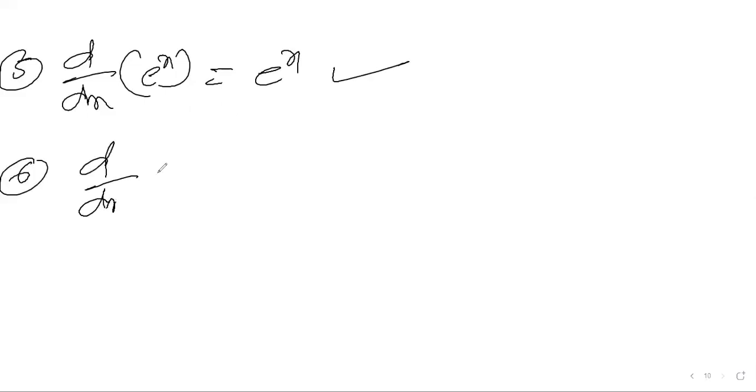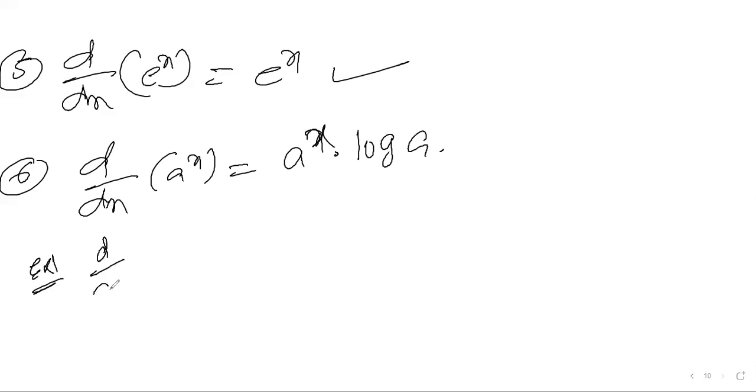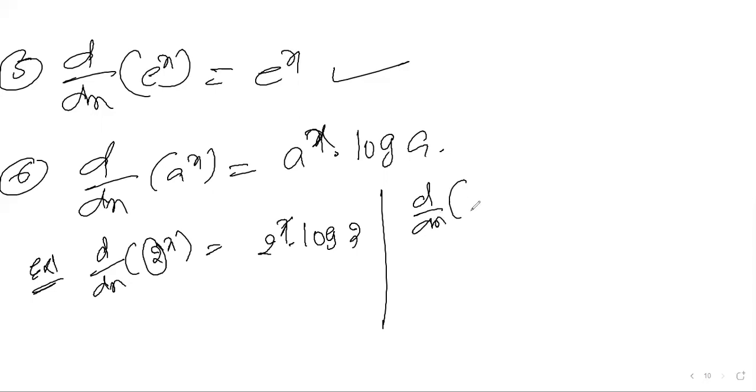d by dx of a power x means a power x into log a. If it is the first time you are seeing this formula, I'll take an example. d by dx of 2 power x: here a is 2, so the answer is 2 power x log 2. Understood? Or else take one more example, d by dx of 5 power x. The answer is 5 power x into log 5. This is the a power x formula.